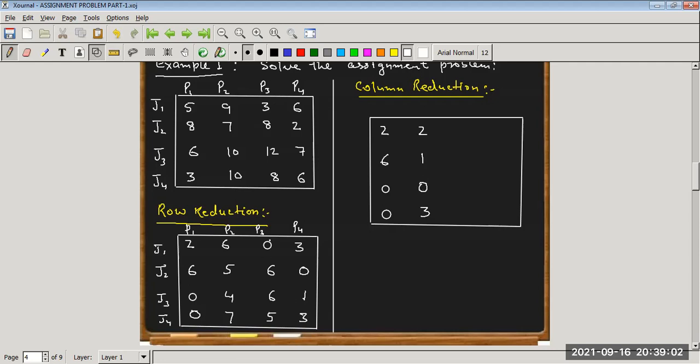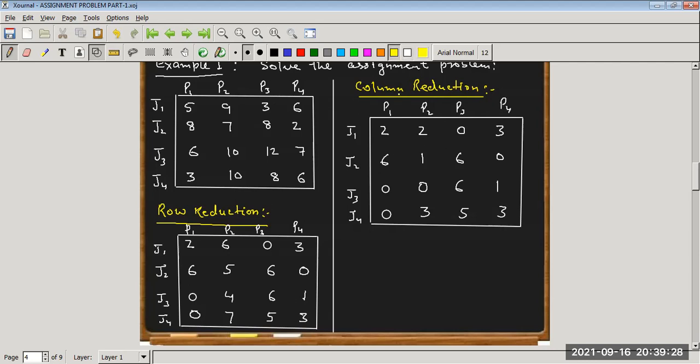In the third column, there is a 0, so the minimum is 0, so the elements remain the same: 0, 6, 6, 5. In the fourth column, the minimum is 0, so again the fourth column remains the same. Again, you can label the rows J1, J2, J3 and the columns P1, P2, P3, P4.